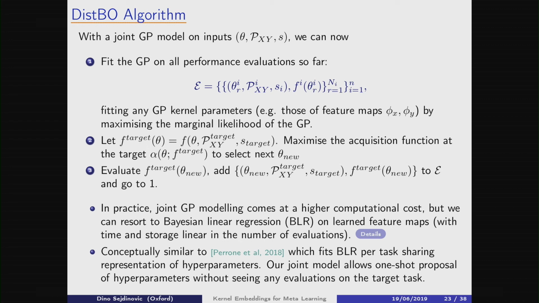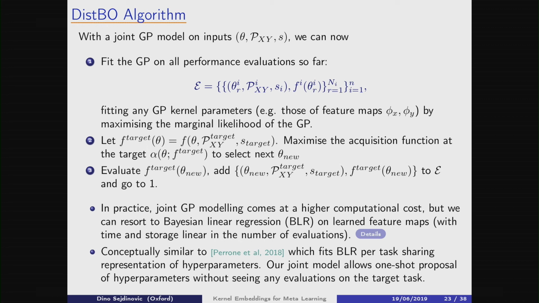Of course, you could question this and say this is all a bit crazy because you're using this joint GP across all the possible evaluations, and indeed that could be very expensive because a joint GP model comes at a higher computational cost. So what you do in practice is resort to Bayesian linear regression on these learned feature maps, which makes complete sense because if we're learning feature maps already, then there's nothing really special about the kinds of kernels that we might want to put on top of those feature maps. With Bayesian linear regression, which is equivalent to Gaussian processes for finite dimensional feature maps, time and storage is linear in the number of evaluations.